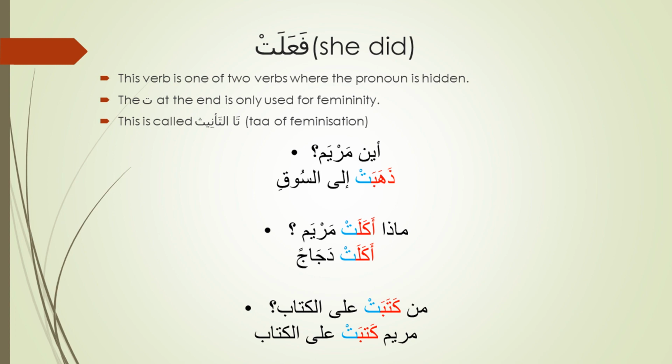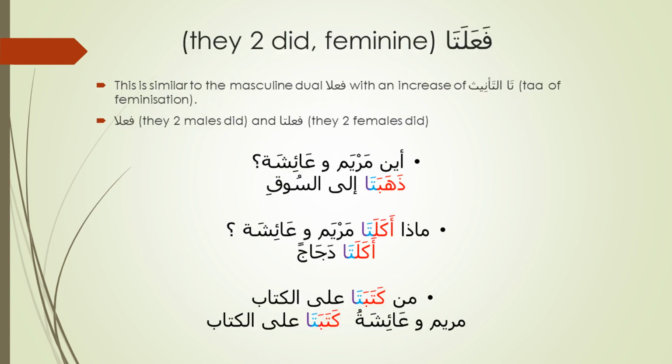Should we move on to the dual as well? For they two feminine. When it comes to the dual, we have they two masculine, and then we have they two feminine as well. So now we want to say two women did an action. We've done he did the action, two masculine third person did the action, a group did the action, and she did the action, singular. Now we want to say two people did the action, but they have to be feminine.